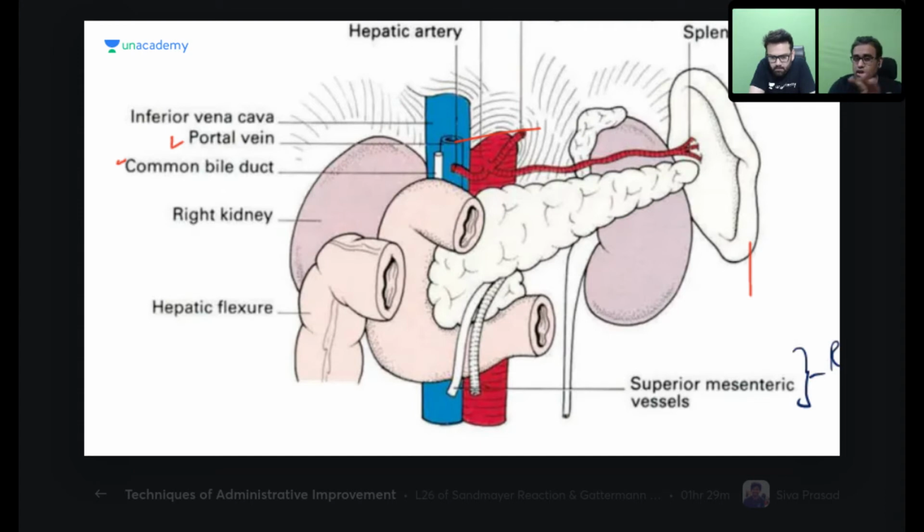So here we are seeing the major relations. Look at the posterior relation of pancreas. Now you tell me, which kidney is behind the pancreas, right or left, or both, or none? Not none, obviously. Right, left, both. Are both the kidneys behind the pancreas, or only the right or left? Open question. Left is there, we can see. Is the right behind the pancreas or not? Only tell about right.